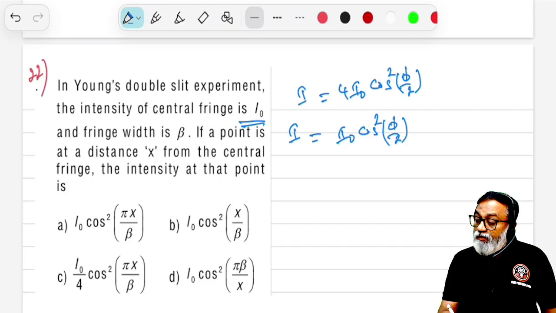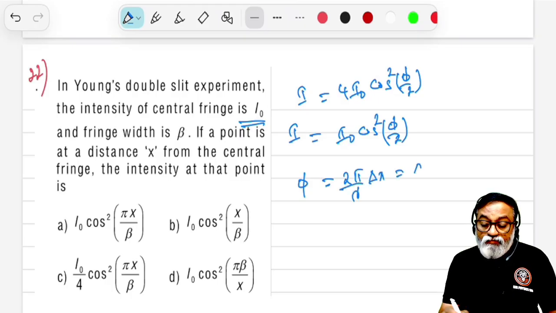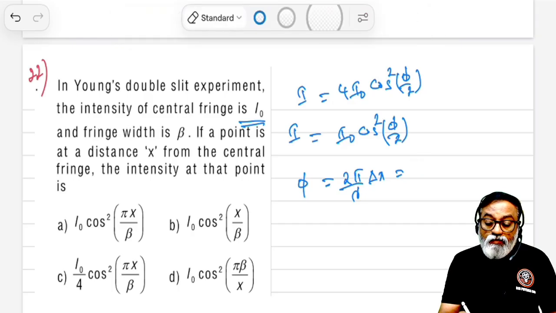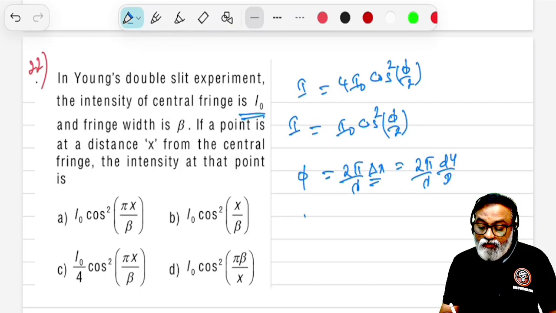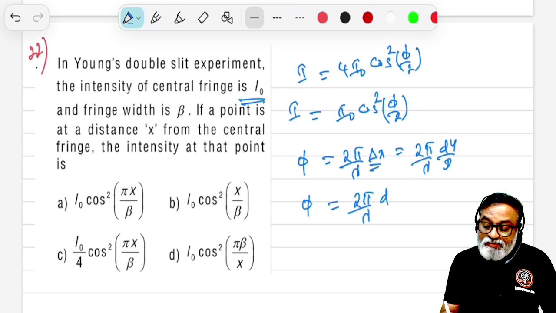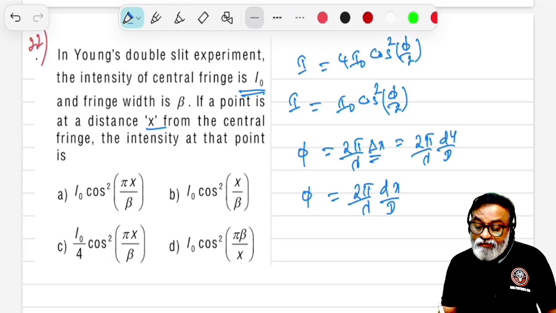But here, the phase difference phi is equal to 2 pi by lambda into delta x. This becomes 2 pi by lambda into the path difference, y d by D. So phi is equal to 2 pi by lambda, d into y, which is given here as x, therefore x d by D.